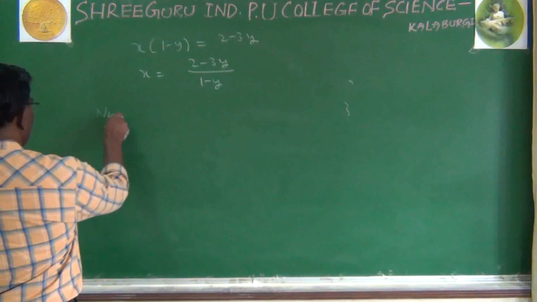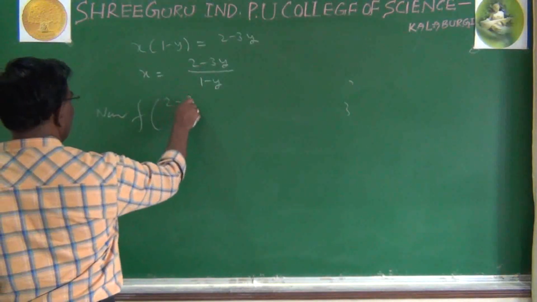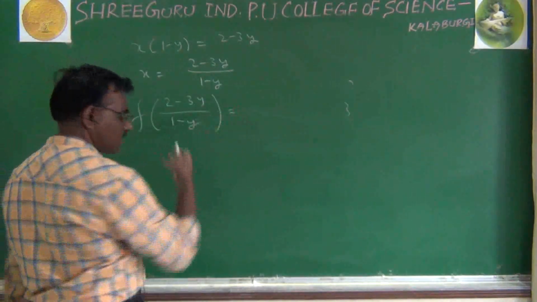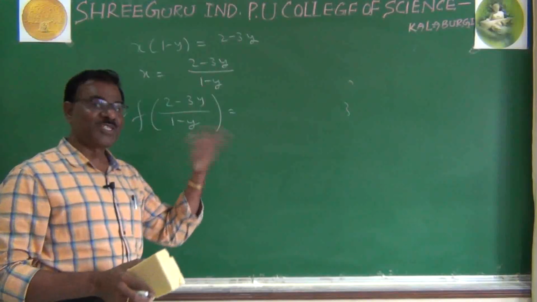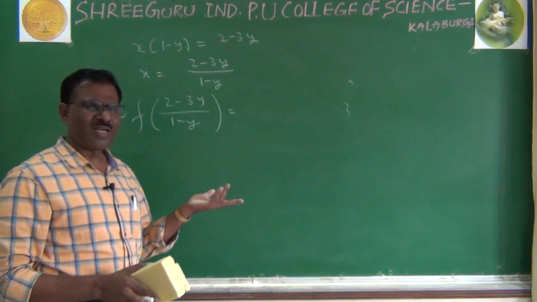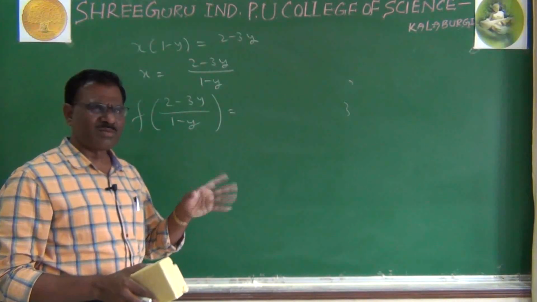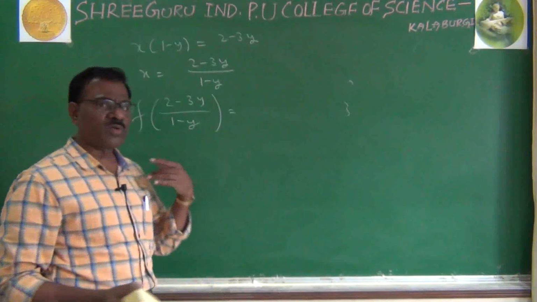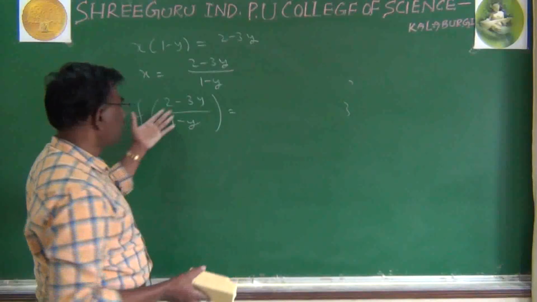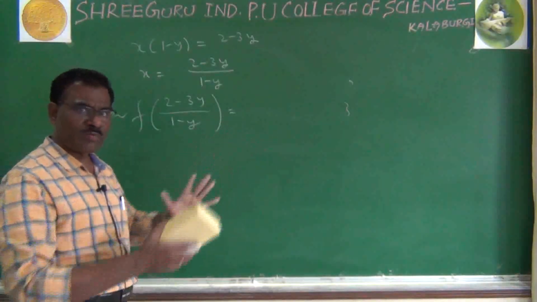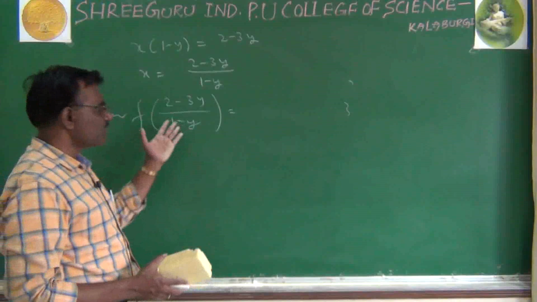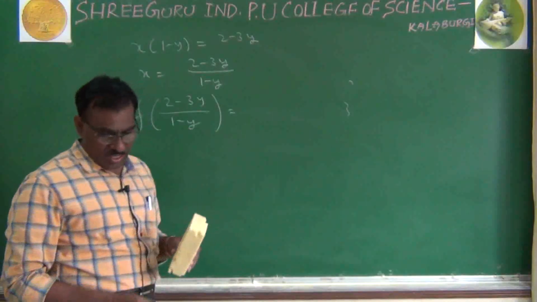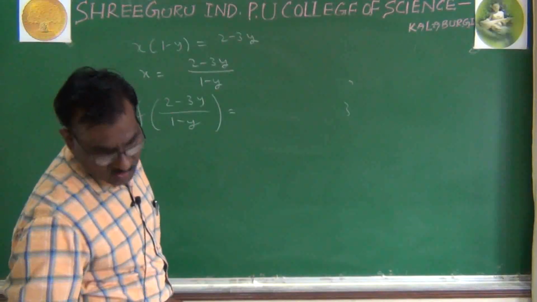Now directly take f of 2 minus 3y by 1 minus y. This is also correct. In the previous problem, f of x is y. In different types of mathematics there are many steps. When you take f of 2 minus 3y by 1 minus y, you have to prove it equals y. Actually this is x. f of x is y. So what is the given function? x minus 2 by x minus 3.